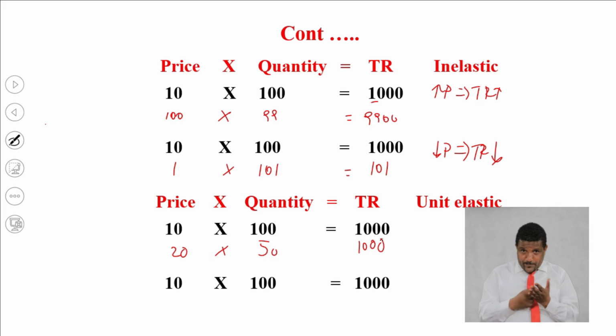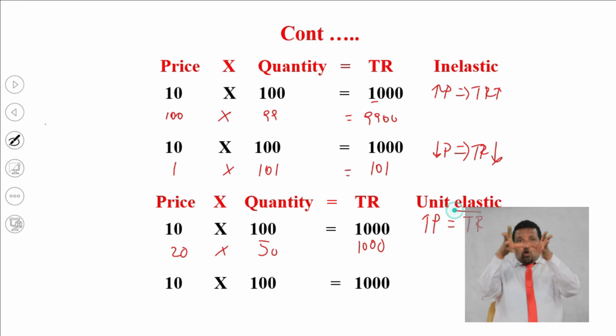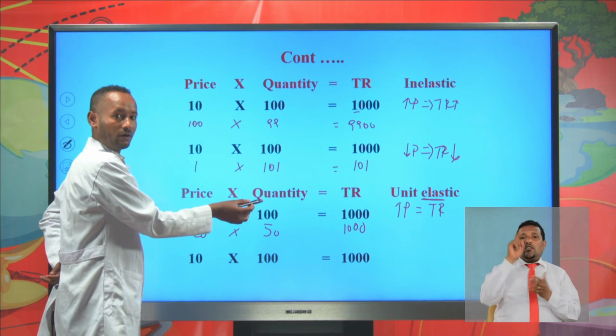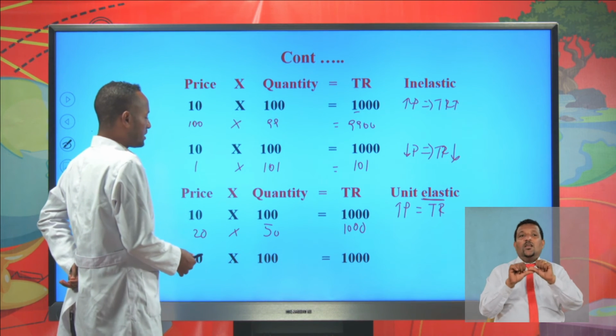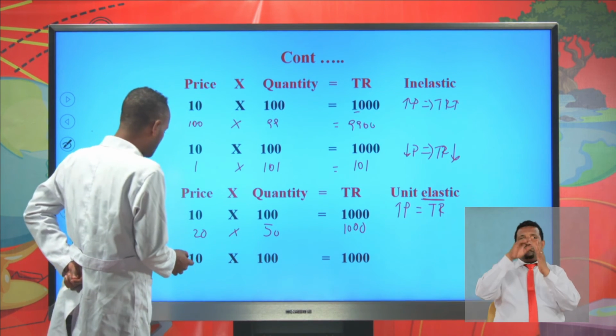So if the buyer is unit elastic, with an increase in the price of a commodity, the total revenue of the firm remains unchanged. It remains unchanged. It was 1,000 birr earlier. Now it is also 1,000 birr. Now let me show you when there is a fall in the price of a commodity.